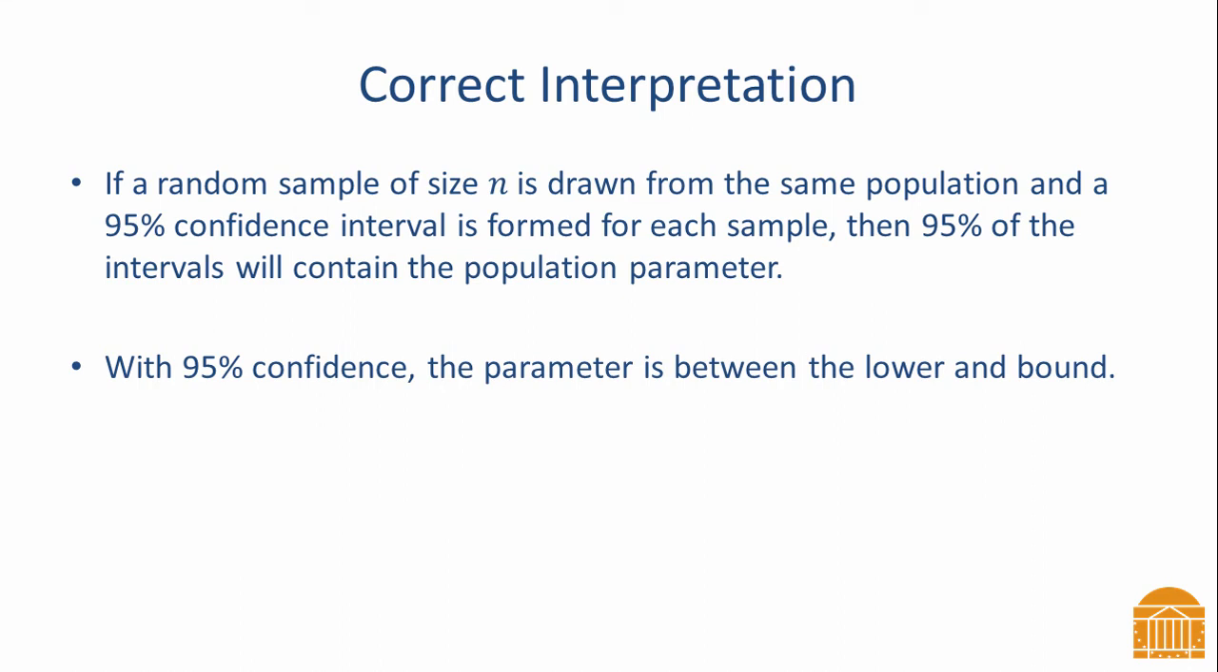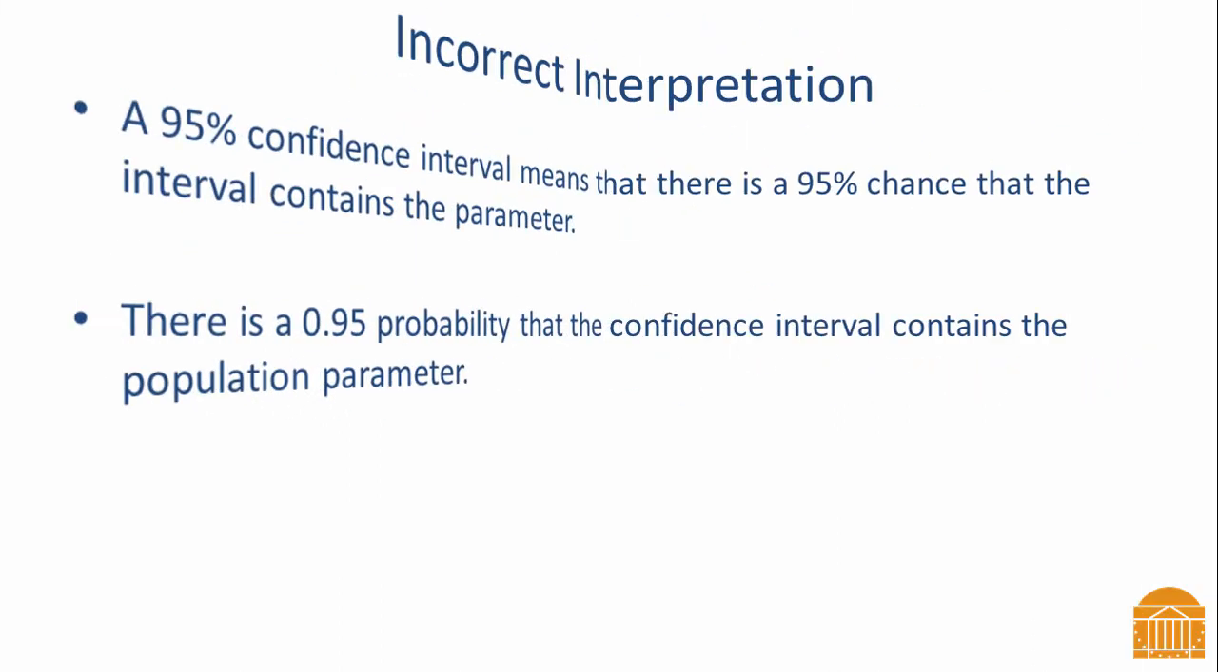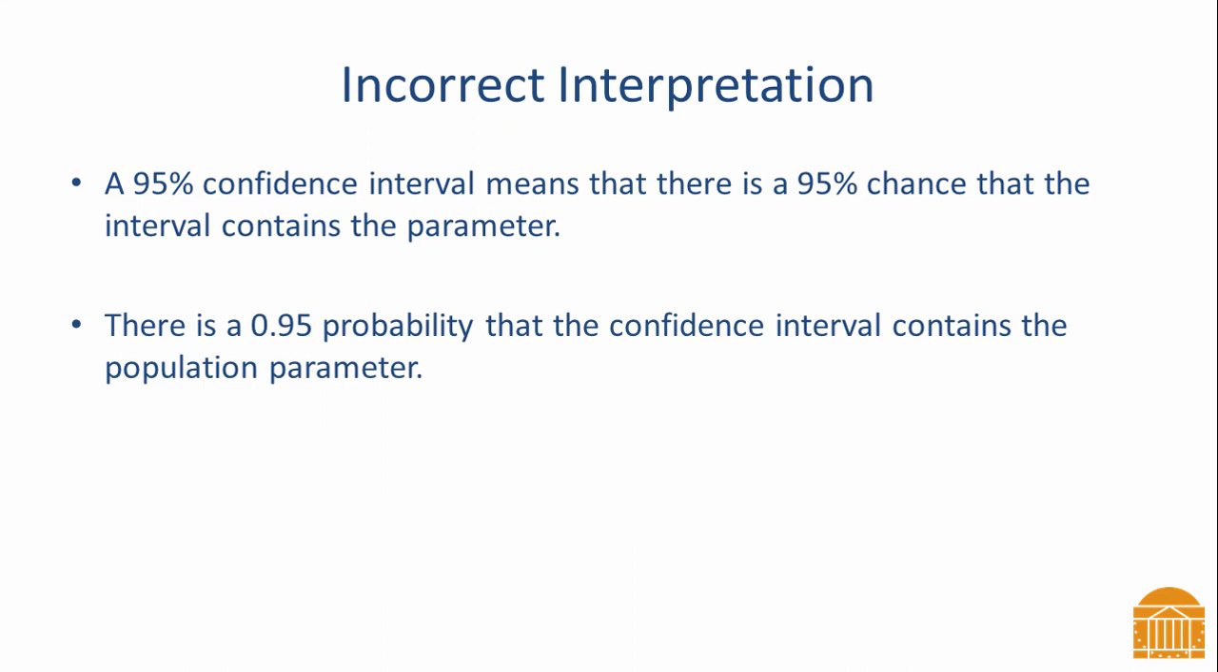That is why we may say that with 95% confidence, the parameter is between the lower and upper bound. We use the word confidence, not probability, when interpreting a confidence interval. It is incorrect to suggest that the interval gives us the probability of a parameter. This slide shows two incorrect interpretations of a confidence interval.